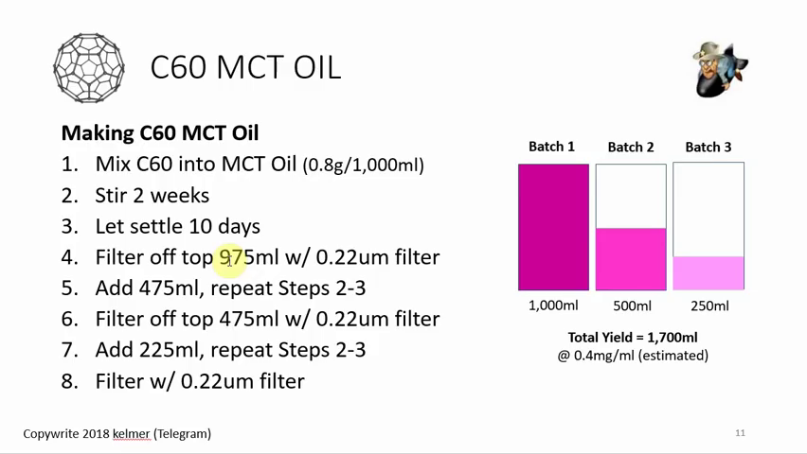And so the process goes like this from a visual standpoint. My first batch is 1,000 milliliters. I pour off the top and filter. My second batch is 500 milliliters. Then I pour off the top and filter. And then my third batch is 250 milliliters, and then I just filter the whole thing.